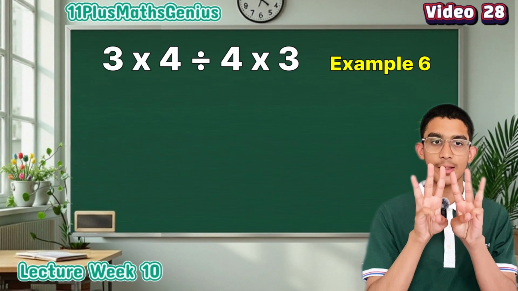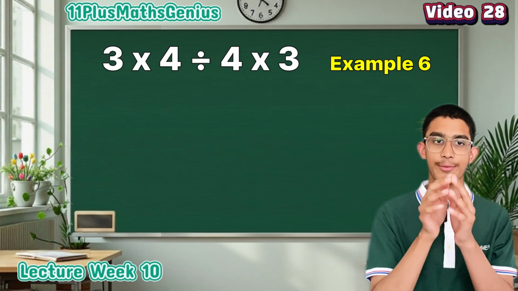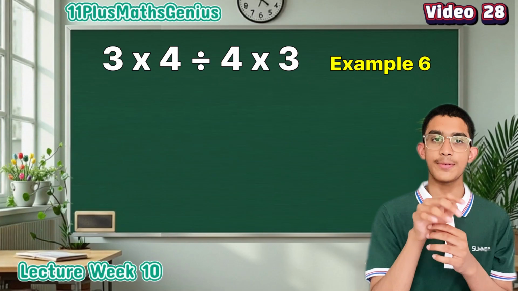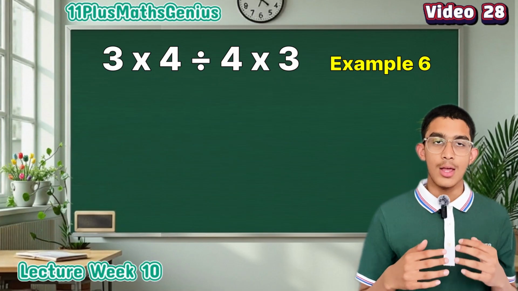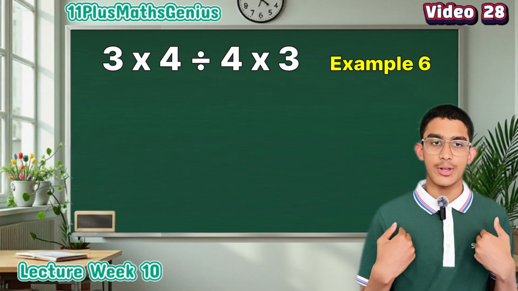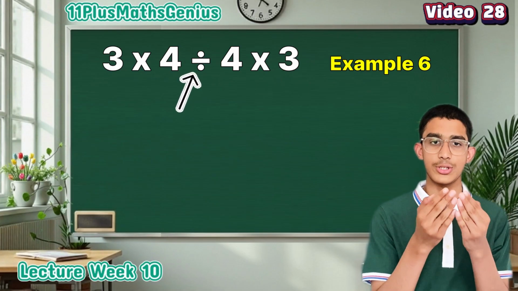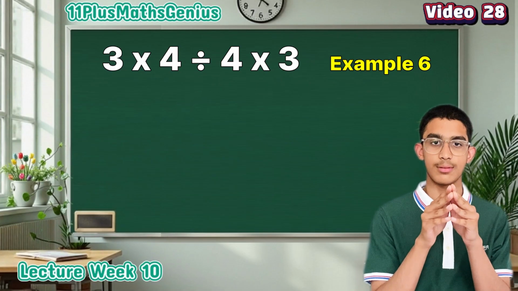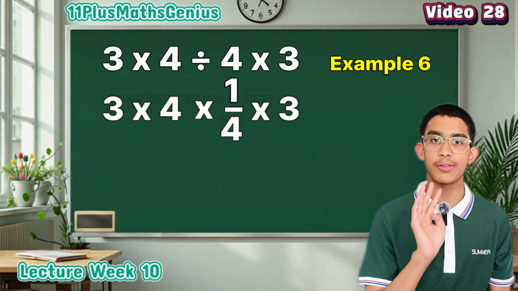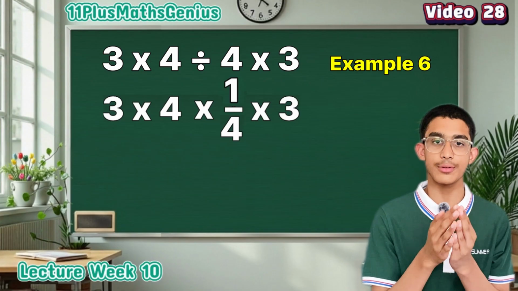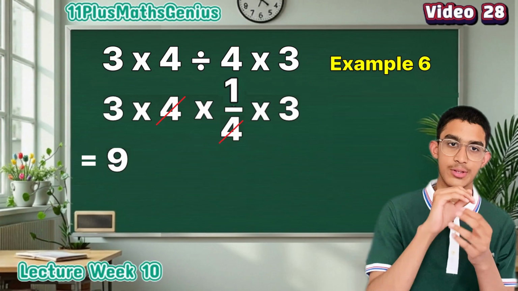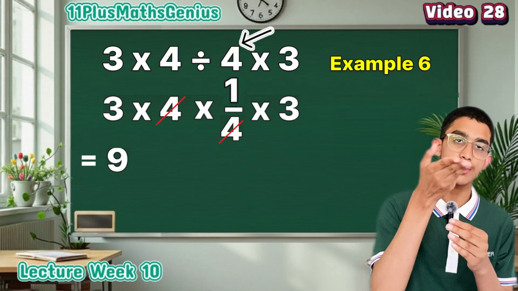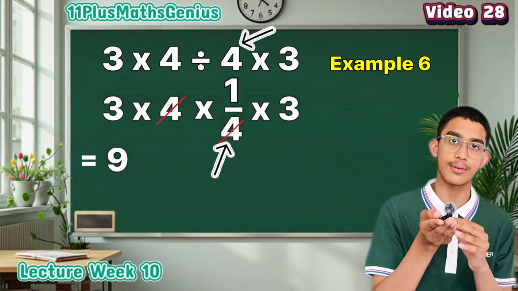Example 6. What is 3 times 4 divided by 4 times 3? So first, we change the division sign into multiplication. 3 times 4 times 1/4 times 3 equals 9. To change the division sign, we put the numerator as the denominator.